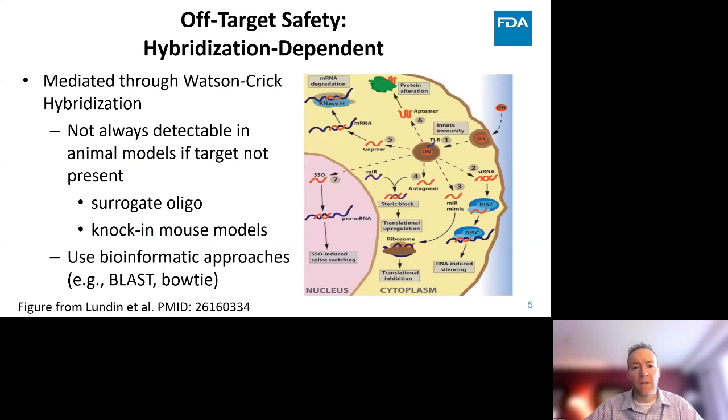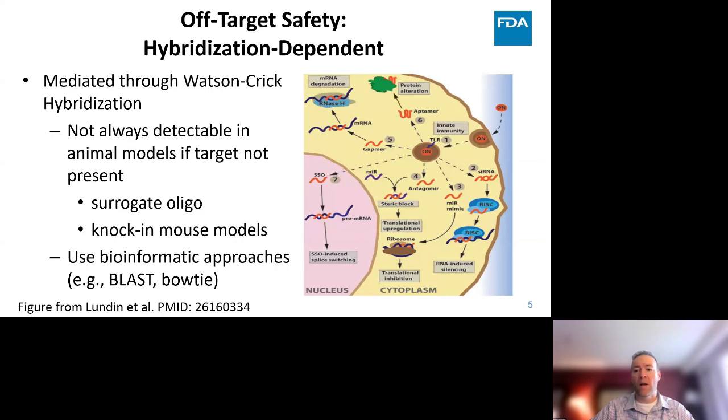When evaluating safety of these compounds, we look at 3 things: on-target safety, which is beyond the scope of today's talk, and then off-target safety. In off-target safety, I typically look at 2 things: hybridization-dependent safety, as well as hybridization-independent, which I'll get into in a moment. So hybridization-dependent off-target safety is what it sounds like.